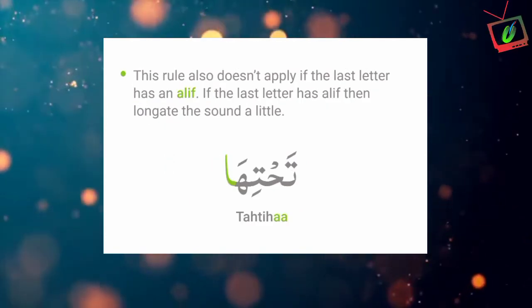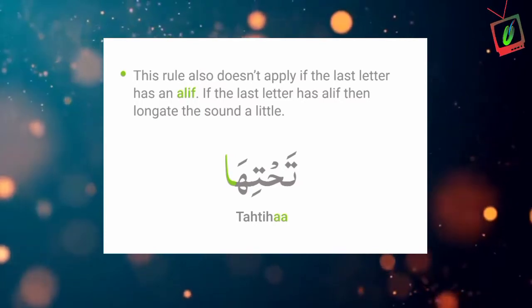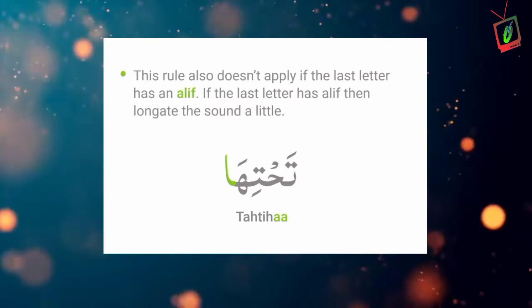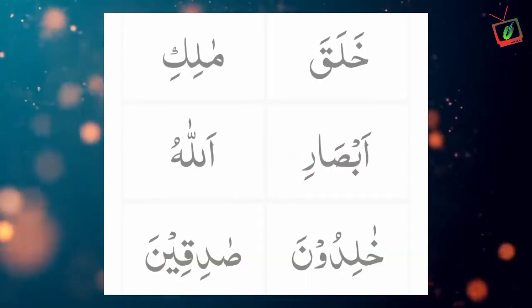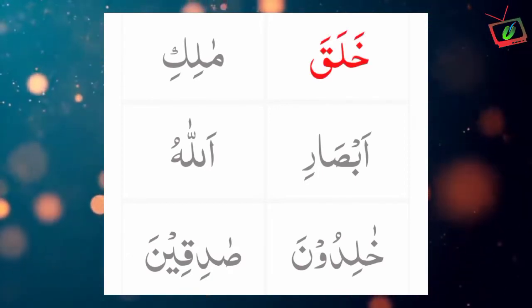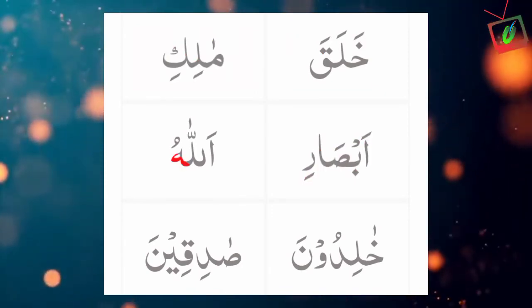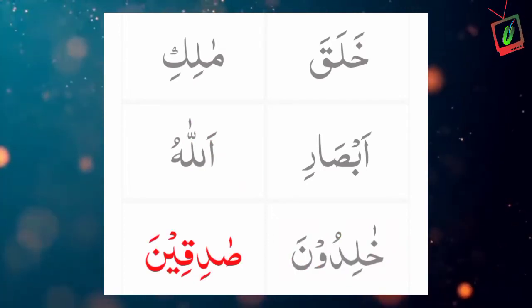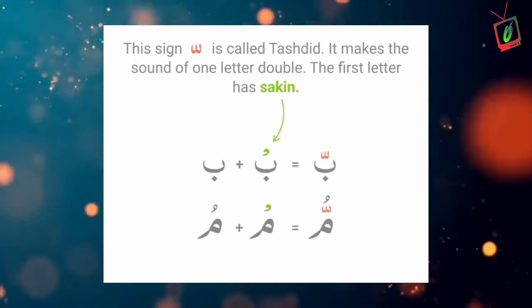This rule also doesn't apply if the last letter has an alif. If the last letter has alif, then elongate the sound a little. For example, Tahtiha. Let's take a look at more examples using the imagined sakin. Khalaq, Malik, Absar, Allah, Khalidun, Sadiqin. Now let's talk about the Tashdid.